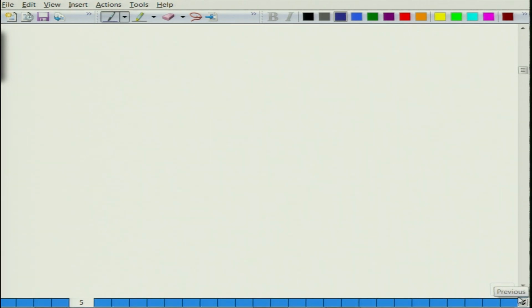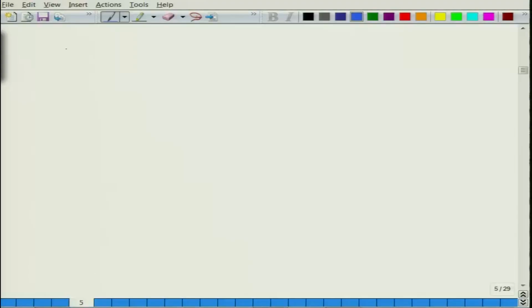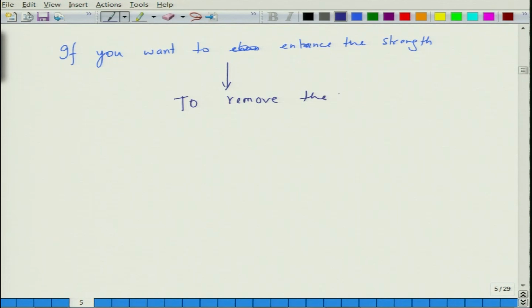So, what we have said is that the theoretical strength is high and practically the stress required to cause plastic deformation is lower because of dislocations. What this tells you in another way is that if you want to enhance the strength, then one of the recipes is to remove the dislocations or defects, and this is what we basically do in something called whiskers.